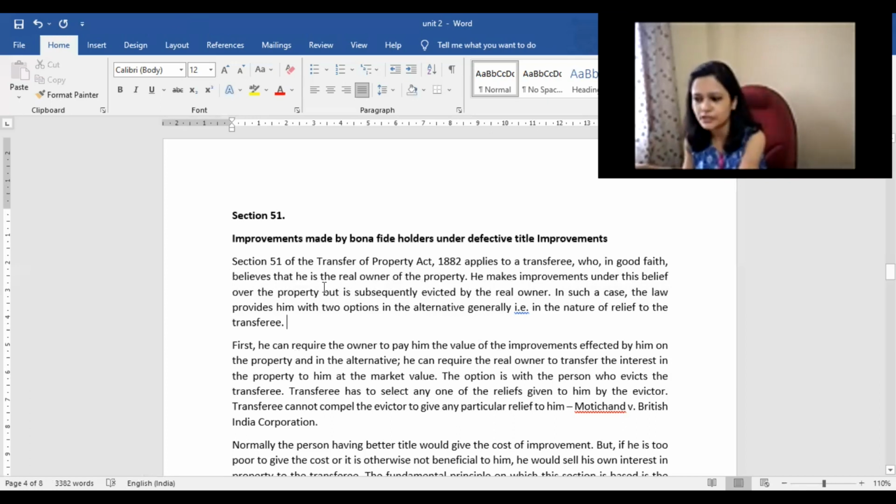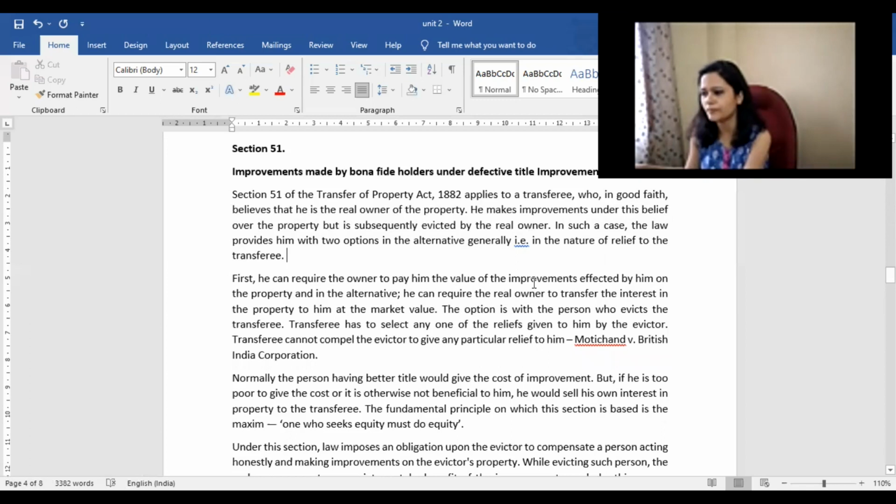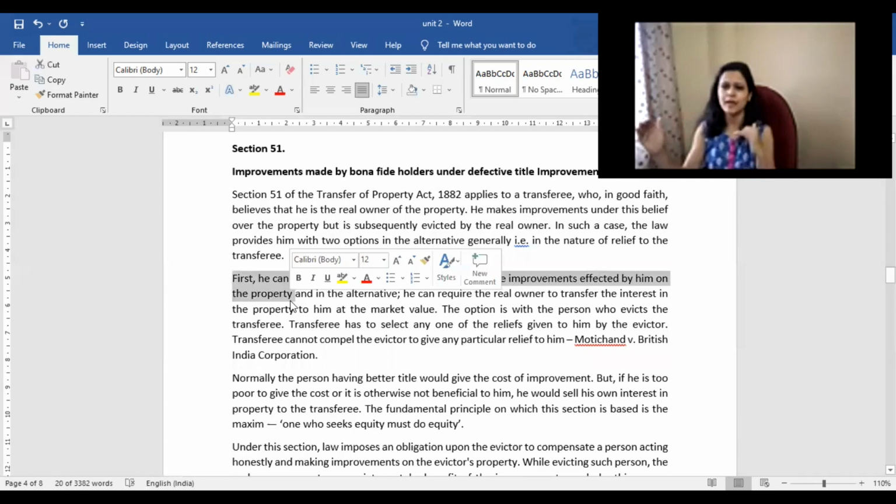So first of all, he can require the owner to pay the value of improvements effected by him on the property, and in alternative. So first of all, when someone buys a plot of land, they need to fill it with a lot of soil, right? It would be very low as compared to other areas, so they need to fill it. You are aware of that, right? That would cost a lot of money when they need to fill it and bring it to the same level as other places. This happens when someone buys a plot in a very remote place.